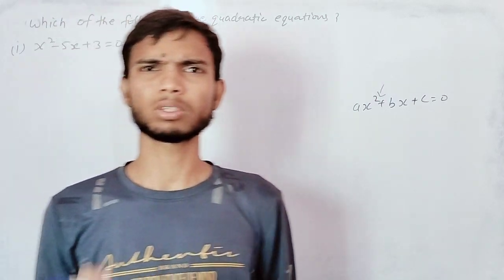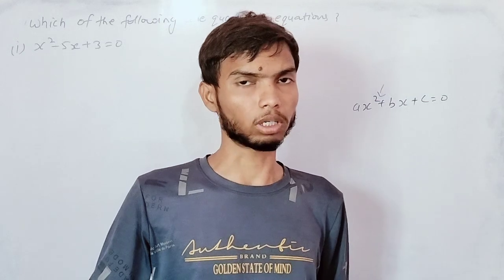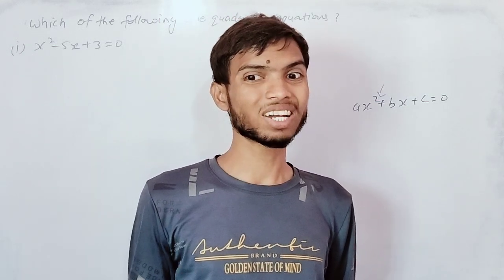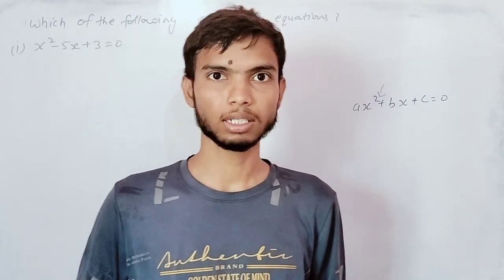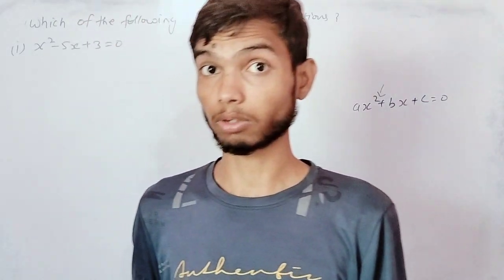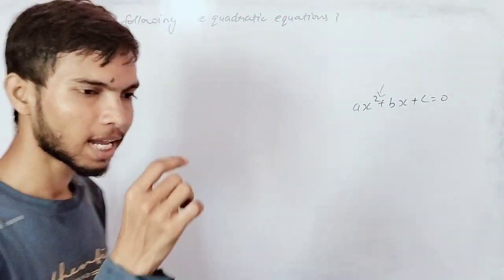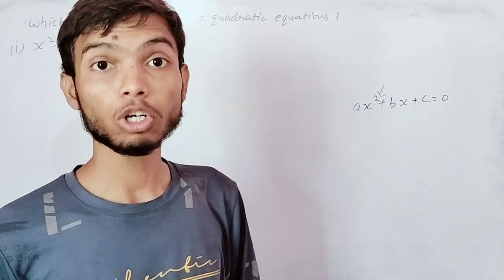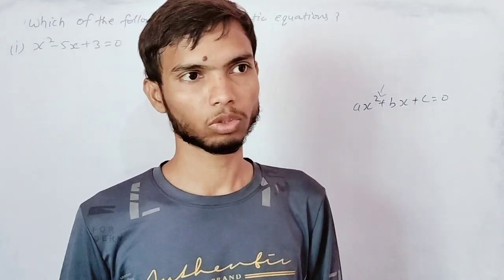Just look at the exponent. Is the exponent a whole number or not? If not, then we can say that the algebraic equation is not quadratic. So here the exponent should be a whole number.